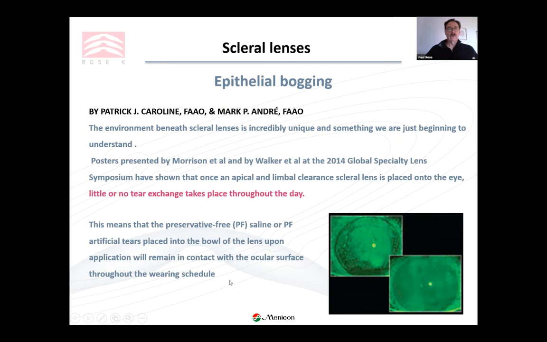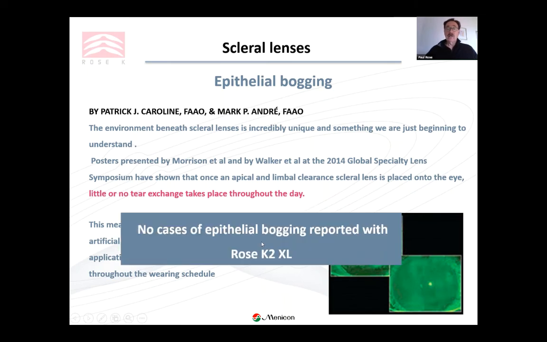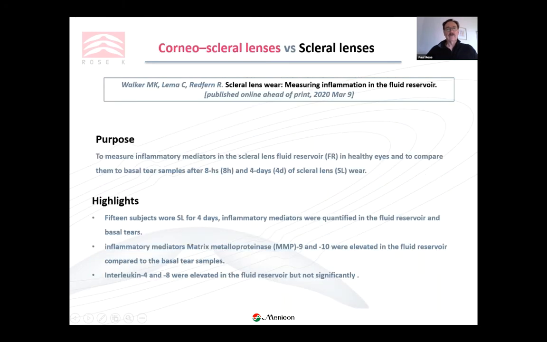You don't want to put preservatives in that bowl when you insert it, because those are likely to stay there most of the day and can cause the types of problems that you can see here, because we get so little or no tear exchange underneath the lens. No cases of epithelial bogging reported with the corneal scleral lens XL at all, and that makes sense because we are getting tear exchange. The solution is not quite as important because we are getting tear exchange underneath the lens.